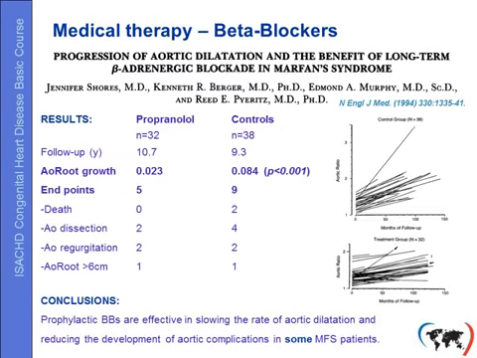After this paper in 1994 by Shores et al. in the New England Journal of Medicine showed that prophylactic beta blockers were effective in slowing the rate of aortic dilatation and reducing the development of aortic complications, at least in some patients, beta blockers really became the mainstay of medical therapy in Marfan syndrome.